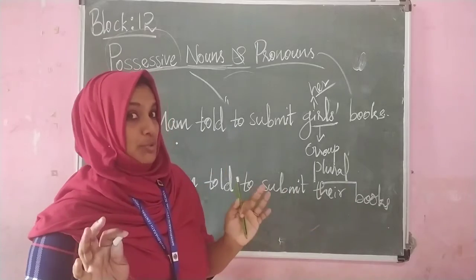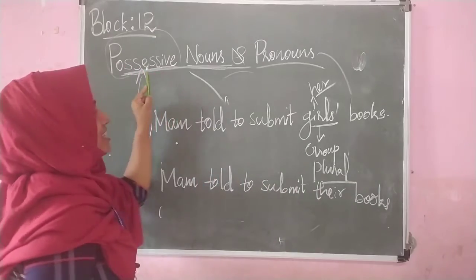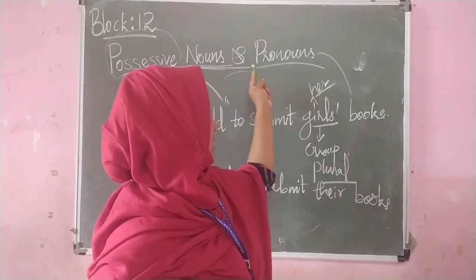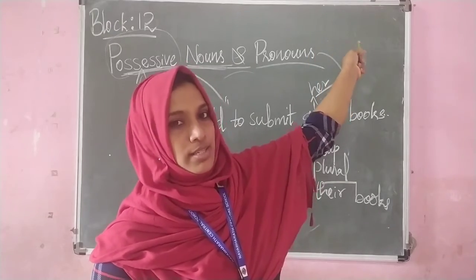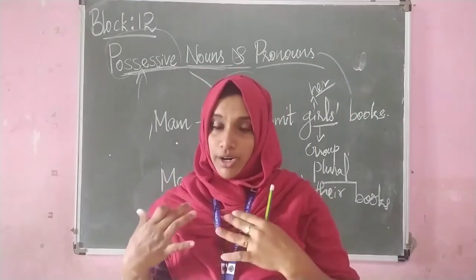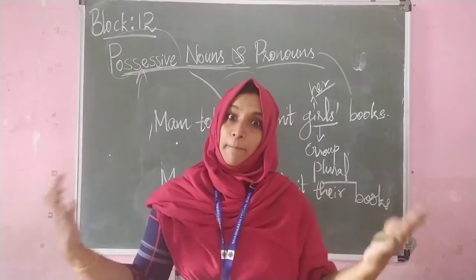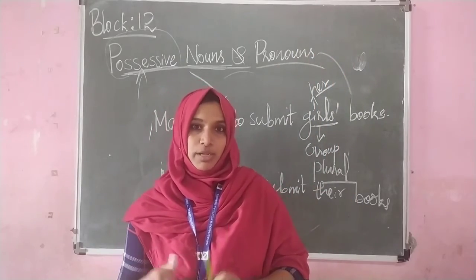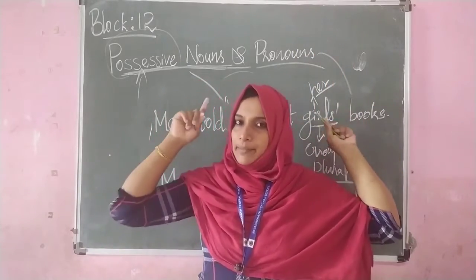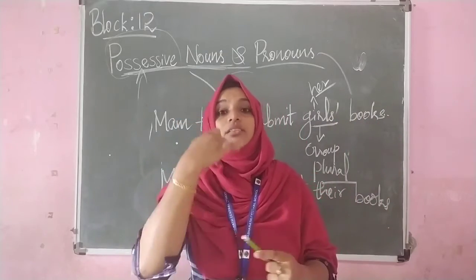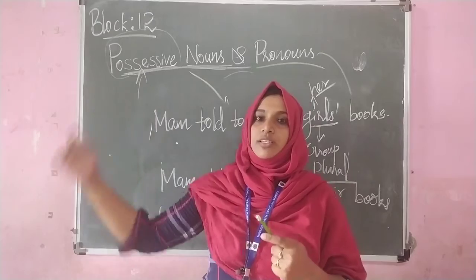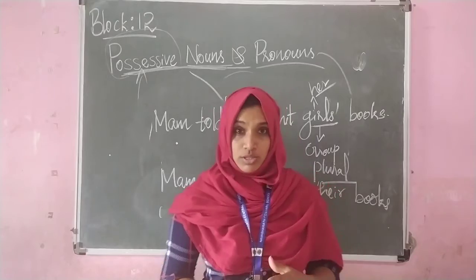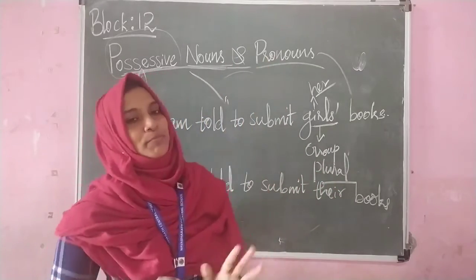So children, hope this is clear to you. In possessive nouns we can see the apostrophe with the letter S. But in possessive pronouns, that means like his, her, our, their, your, my, mine, these all we call possessive pronouns. But both these possessive nouns and possessive pronouns show ownership, they show possessiveness. Got it? So now I will show you one video that is related to this topic, possessive nouns and pronouns.